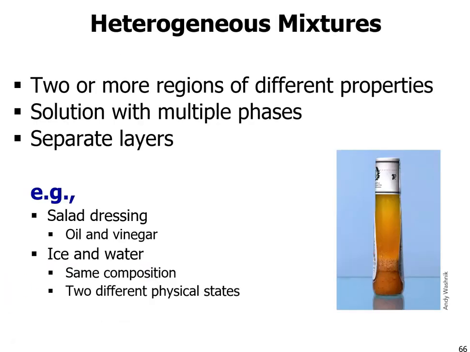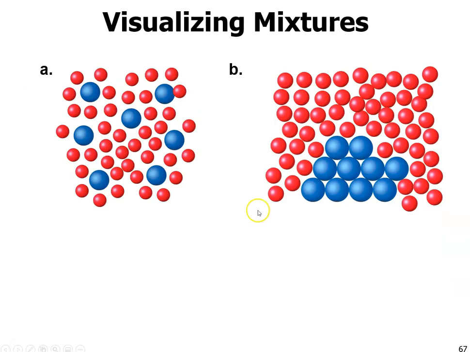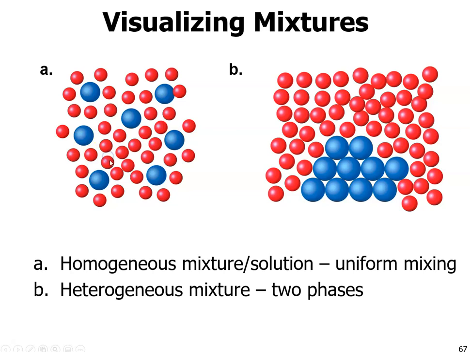Heterogeneous mixtures are where you could actually see different properties and different phases, different layers. You can see that here in the salad dressing: we have an oil and vinegar layer, and so those separate out. Ice and water may be made from the same molecules, but they're different physical states, so they are separated. And here's just an example of how this would look visually. Here would be the heterogeneous mixture on the right, and the homogeneous mixture where everything's more evenly distributed and uniform. So those are two different ways of looking at mixtures.